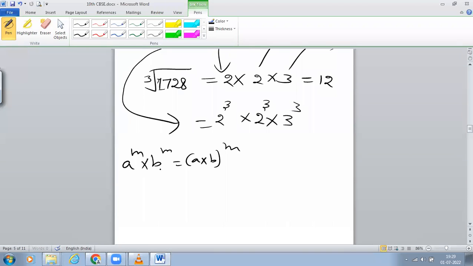This is for 2 bases, but here 3 are there. So what we can write in the next step is 2 into 2 into 3 the whole power 3, because all the powers are same, right? So we can write 2 into 2 into 3 the whole power 3.